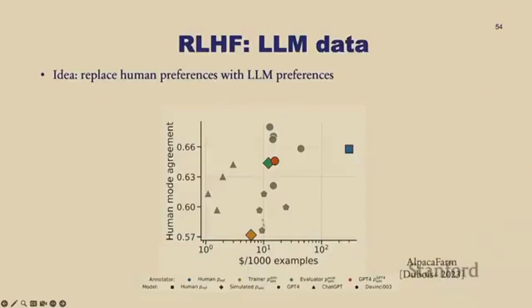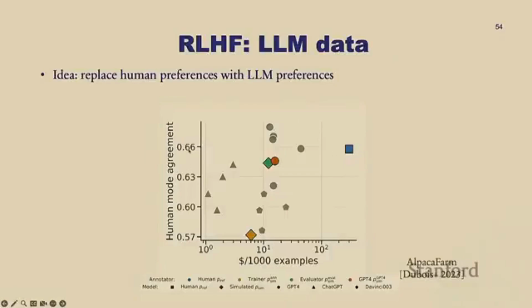On this figure, you see on the x-axis the price that we paid for collecting human data. It's around $300 for 1,000 examples, and this is on Mechanical Turkers, who are usually cheaper than some of the other companies you could go through. On the y-axis is the agreement with other humans, with the mode of other humans. And what you see is that, as I told you before, labeling is really complicated.